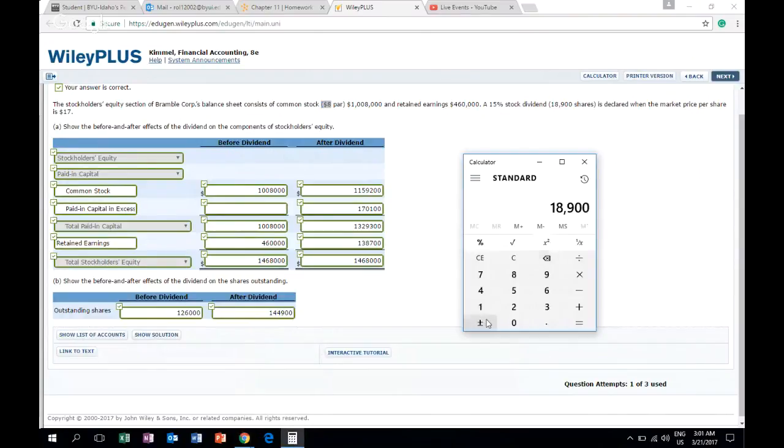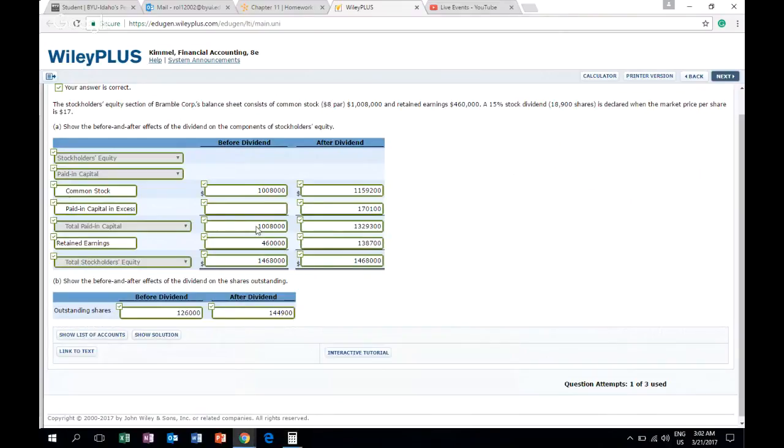And you're going to multiply that by the 18,900. So 17 minus 8 is 9. And that gives me 170,100. Now, total paid in capital is just, you add those numbers together. This stays the same. And when you add those two numbers, it gets you 1,329,300.